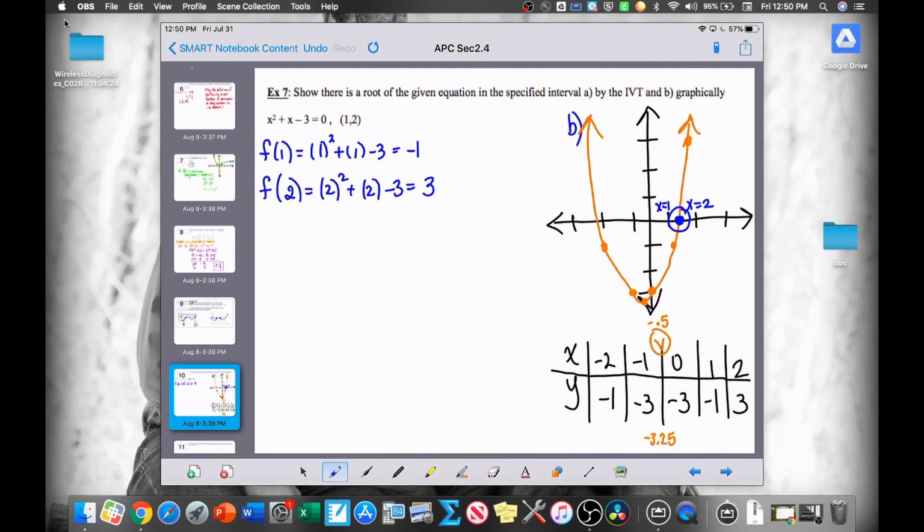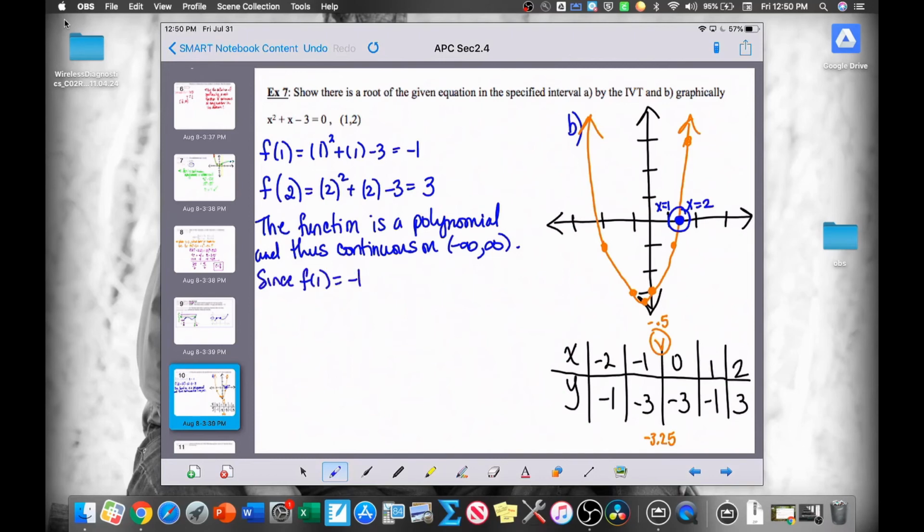Okay? So if I am going to use the intermediate value theorem to prove that there is a root, I would say, a little bit of writing here, the function is a polynomial and thus continuous everywhere, or continuous on negative infinity to positive infinity. Since f of 1 equals negative 1 and f of 2 equals positive 3, and the function changes from negative to positive, right?